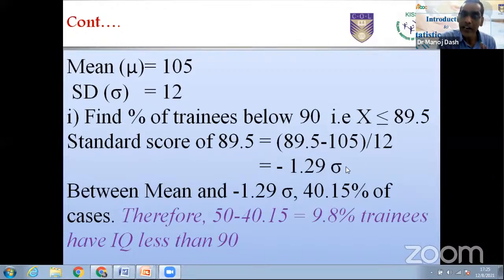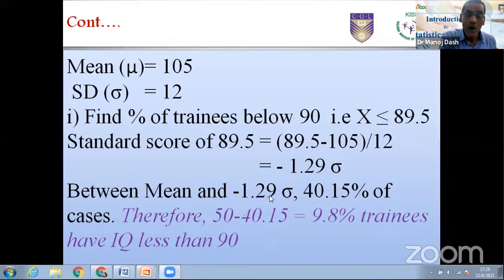There are 2 things here. We are getting a negative sign, which means the position of 89.5 is left of the mean, or we can say that 89.5 is less than the mean of the sample. Of course it is less than the mean of the sample; 105 is our mean. So the position of 89.5 on the normal distribution curve is minus 1.29, meaning left of the mean. Now we have to find what lies between the mean and minus 1.29 sigma, the standard distance. This means 89.5 is 1.29 sigma distance from the mean, to the left.